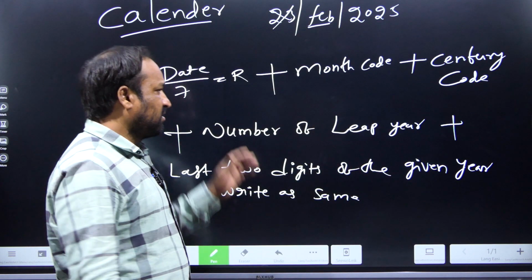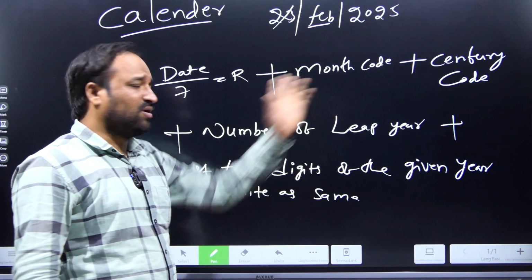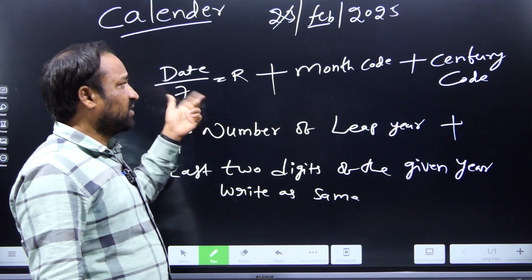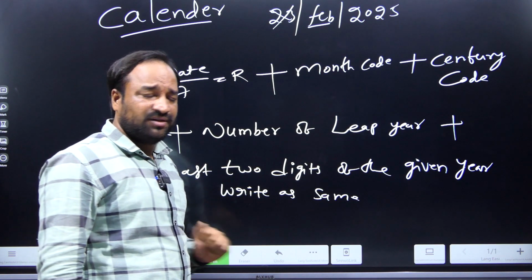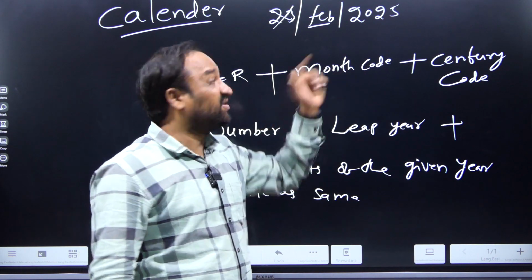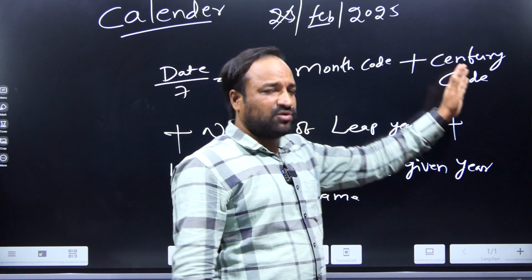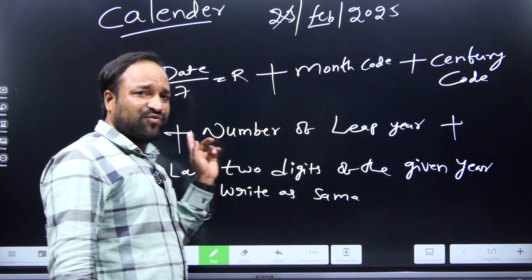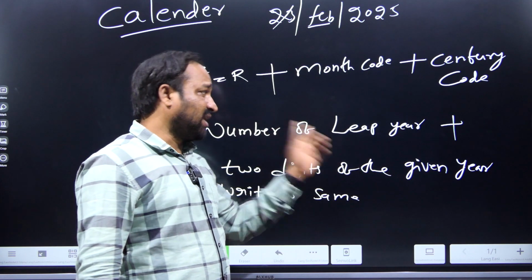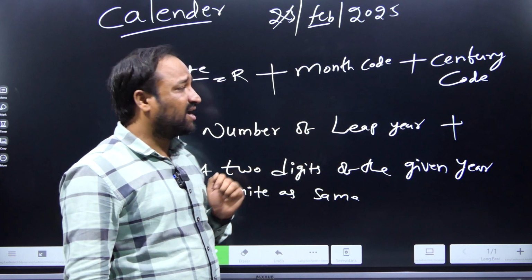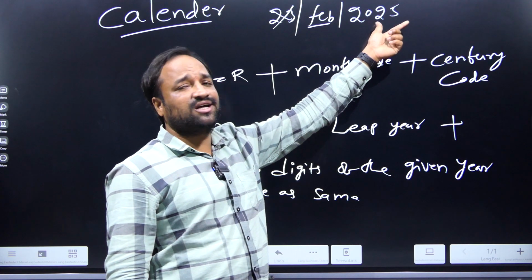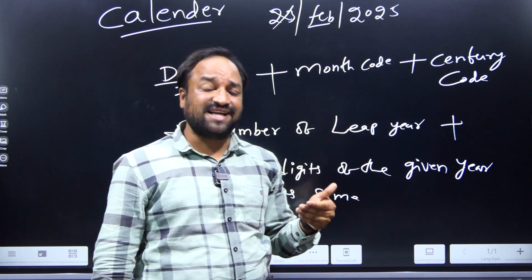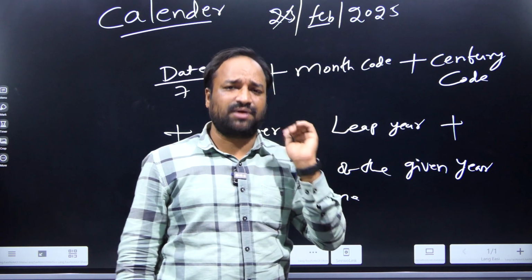This is the procedure we have to follow. First, we consider the date. The date should be divided by 7 and we consider only the remainder. Then we take the month code of the given month. Then we take the century code for the given year. Then we find the number of leap years. For the leap year condition, we have already discussed that. For finding the leap years, the last 2 digits should be divided by 4. How many times it divides exactly is the number of leap years.